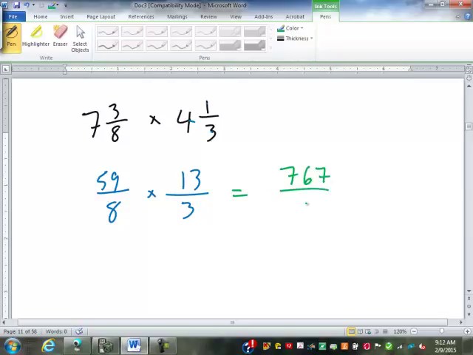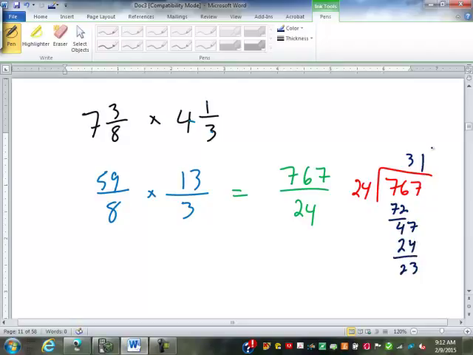767, correct? 8 times 3 is 24. Now we've got to divide out the 24. 24 goes into 76 3 times, which would be 72. That's 4, bring down the 7, is once. So 31 and 23/24.